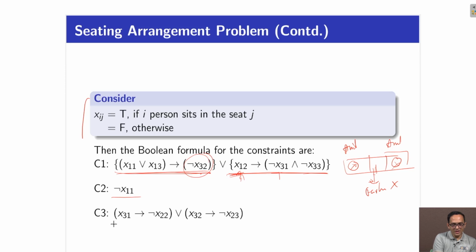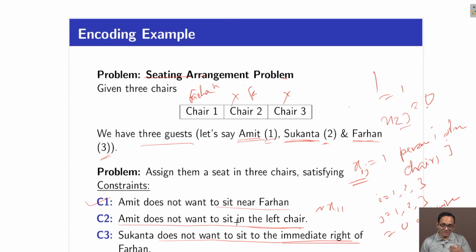So, it says that if Farhan sits in seat number 1, Sukanto will not sit in seat number 2, or if Farhan sits in the middle seat 2, Sukanto will not sit in the last, rightmost seat, seat number 3. So, you can clearly see how I model these English sentences using propositional logic.